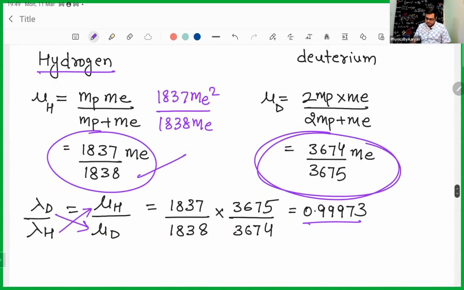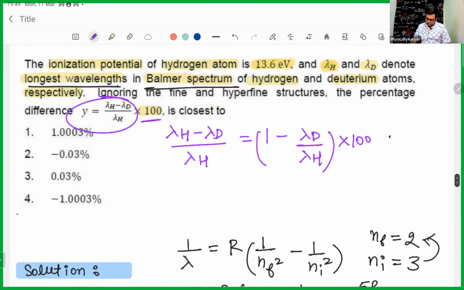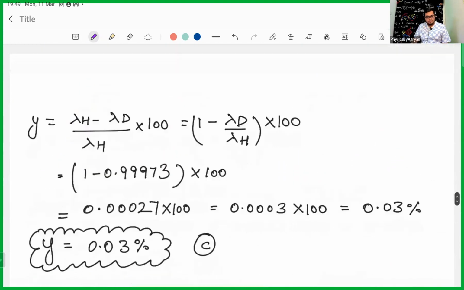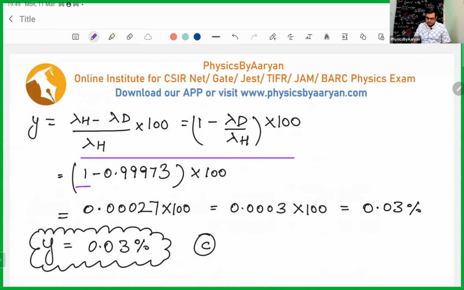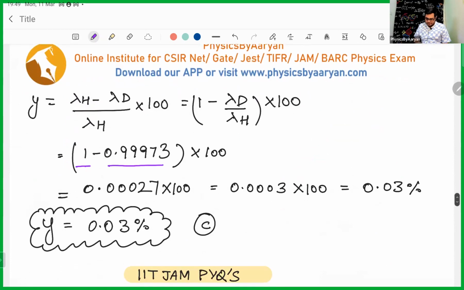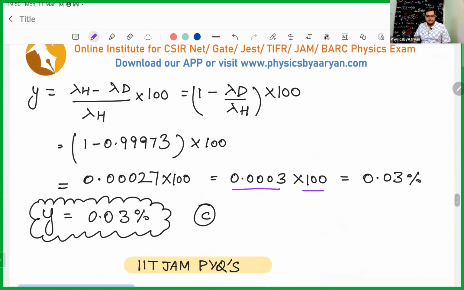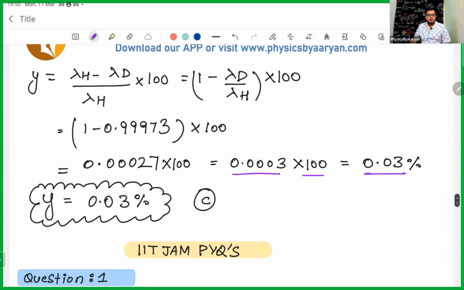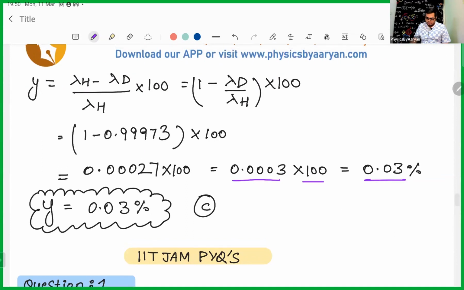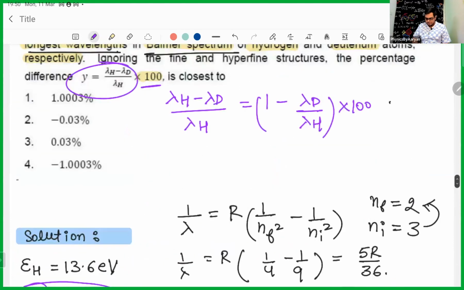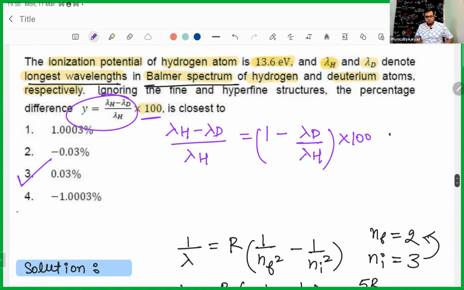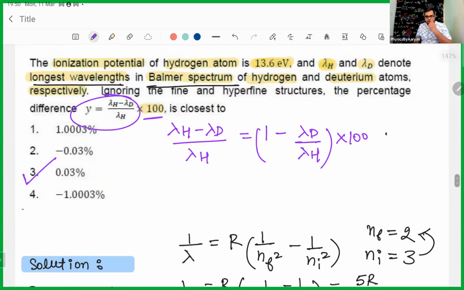And now I will put in this formula. You can clearly see in this formula, one is as such, lambda d by lambda h I found as 0.99973. If I subtract both of them, I get 0.00027 and then I multiply by 100. This I can write as 0.0003 into 100, which will be basically 0.03%. So 0.03% is your option number C. Yeah. So what about this question? Clear or not? Any doubt?